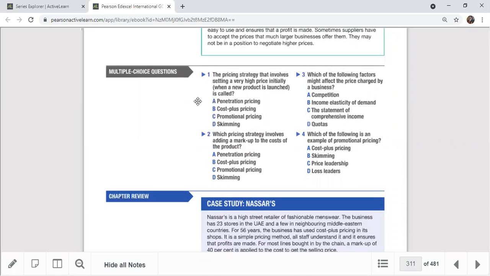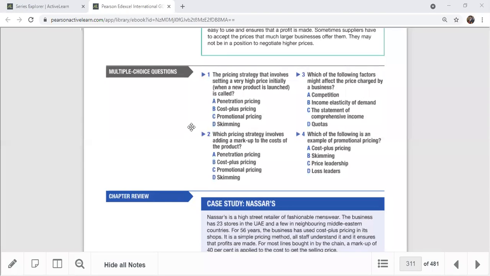Right, so under A, B, C, D, the answer is D. Yes, the answer has been given by a student. The correct answer is D, skimming pricing. Setting a very high price initially, that's skimming pricing. After that, they reduce the price.